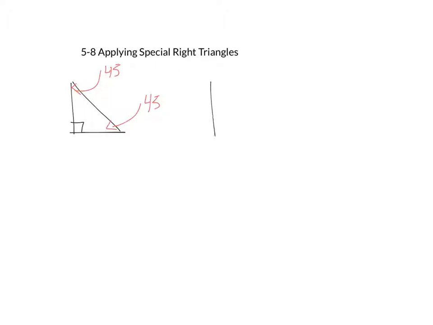And then we have another right triangle where if the top one is 30 degrees, then the bottom one is going to be 60 degrees. And that's a 30, 60, 90.